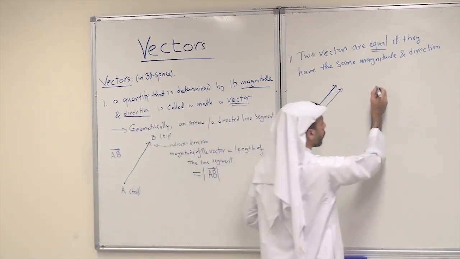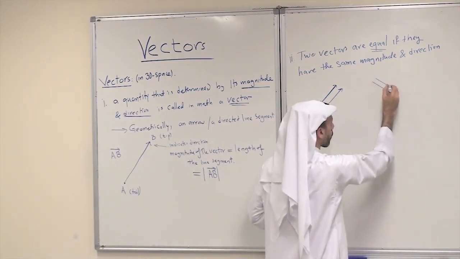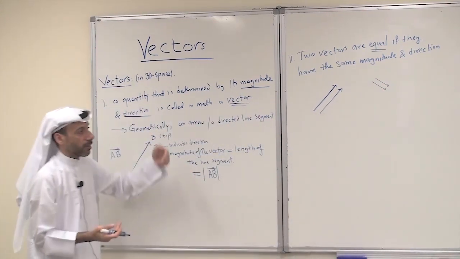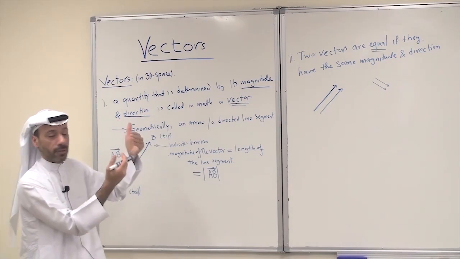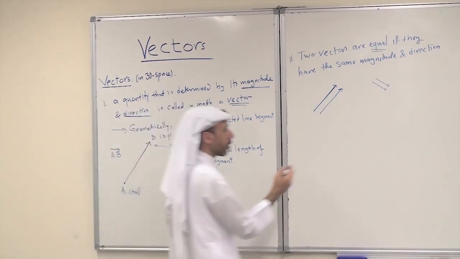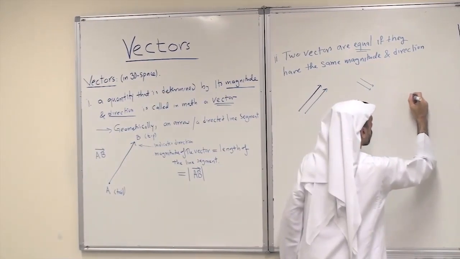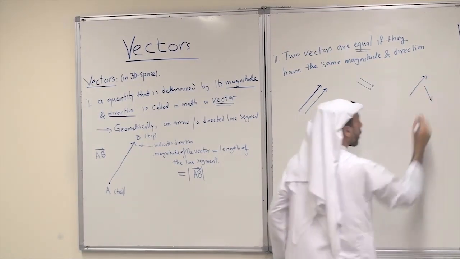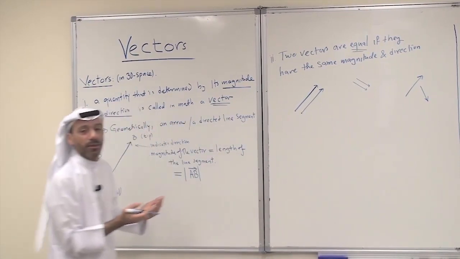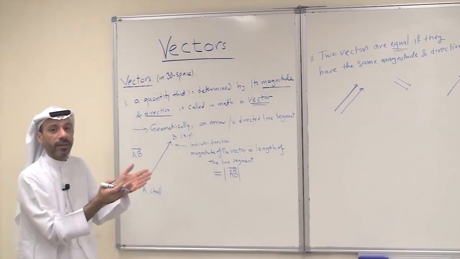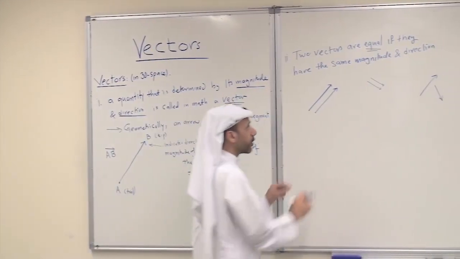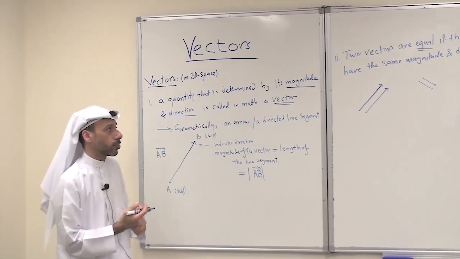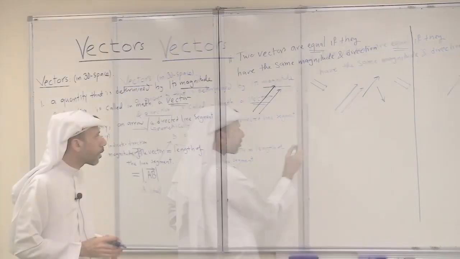Another example, these two vectors. Again, these two vectors are equal. They have the same length, i.e. magnitude, and the same direction. But if I take this vector here and this vector here, these two vectors are not equal because they have different directions. This is the equality of vectors. Two vectors are equal if they have the same magnitude and direction.